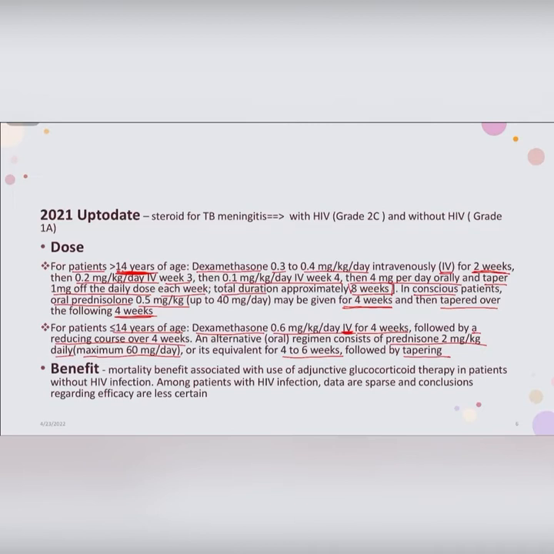This mortality benefit is associated with the use of adjunctive glucocorticoid therapy in patients without HIV infection. But if the patient has HIV infection, it is still not clear about the mortality benefits of using steroids in TB meningitis with HIV infection.